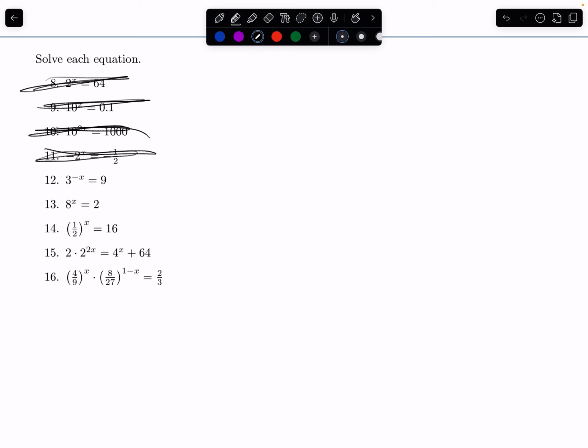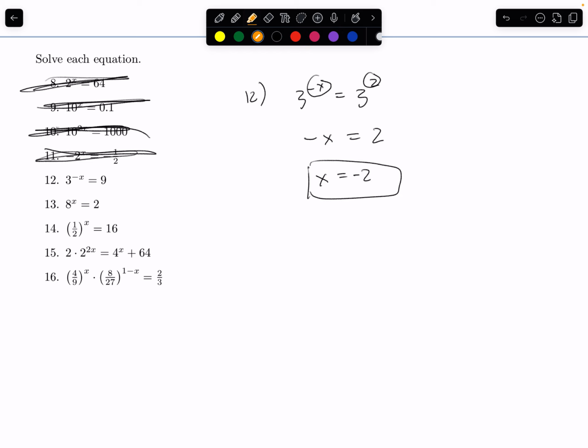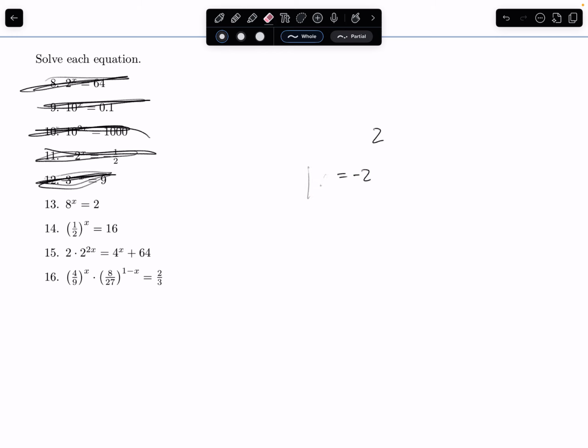Okay, on to 12. 12 says 3 to the -x equals 9, but I want to write it with the base 3. What is 9? 9 is just 3 squared. So setting the exponents equal, -x equals 2. That means x equal to -2. Man, these guys are easy. Okay, so yeah, maybe a good giveaway question to put on an exam. Although, look, I'm expecting these to get a little harder as we progress.